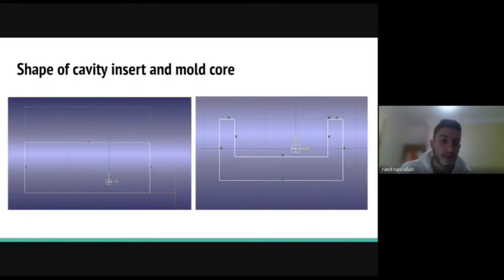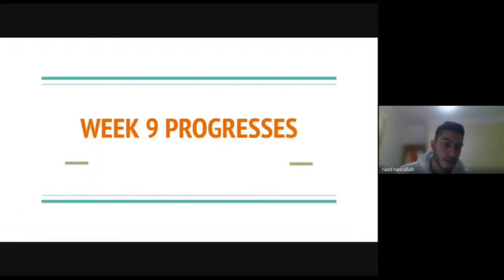Okay, as we can see here, this is the shape of the cavity insert and mold core that was made in CATIA V5. Next, please. And this is all for me.